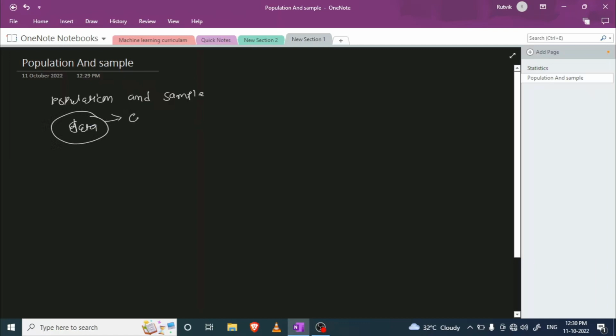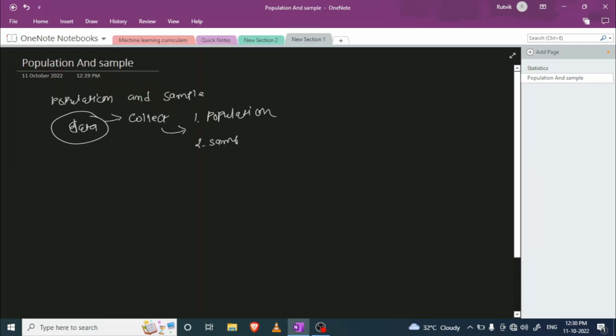There are two types to collect the data. The first type is population and the second type is sample.